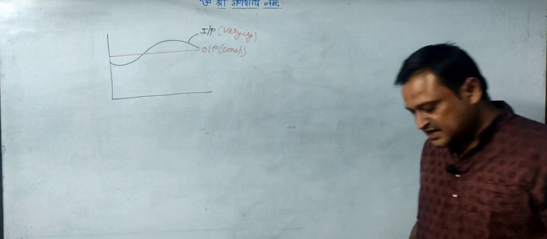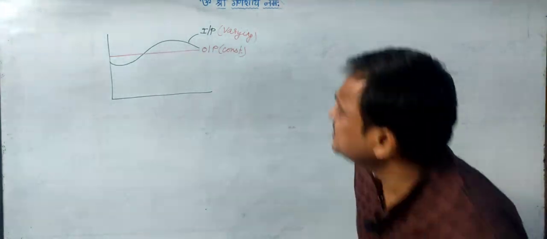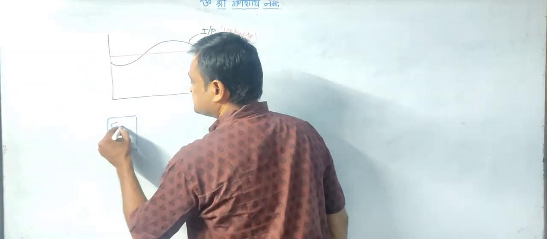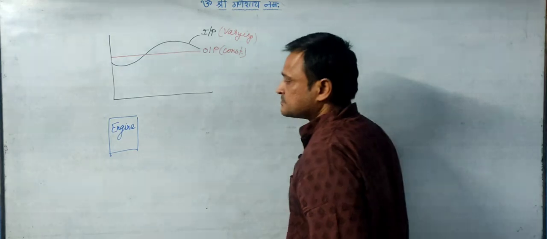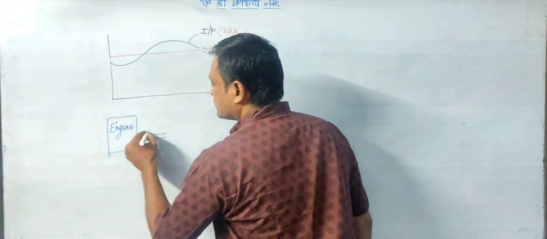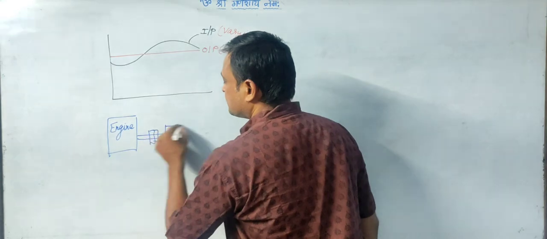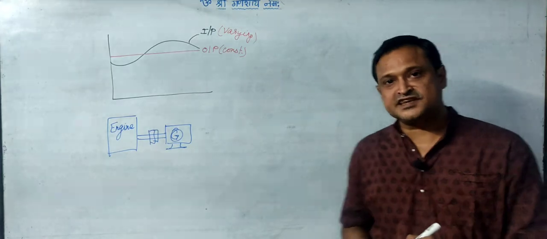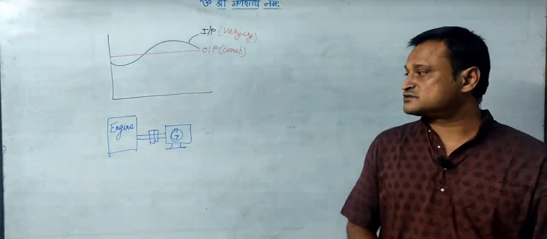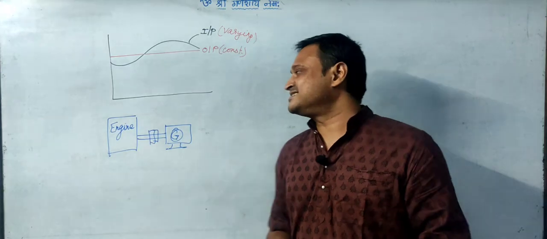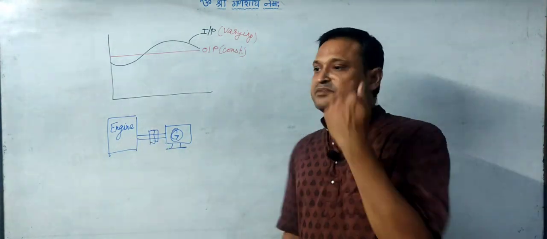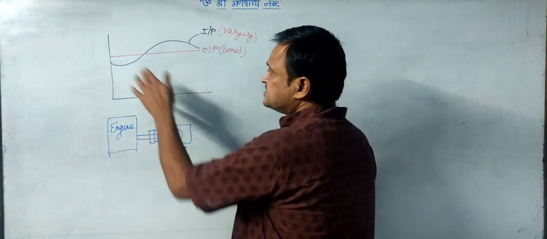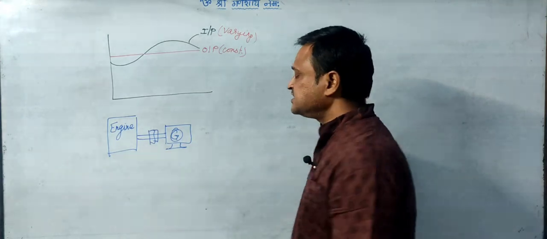It can be a case of, say, I am using an engine to run a generator. So the load of the generator, or the speed of the generator required, is constant. So the load is constant on the generator, but the engine will be producing energy which will be varying during the cycle. So the input is varying and the output is constant.